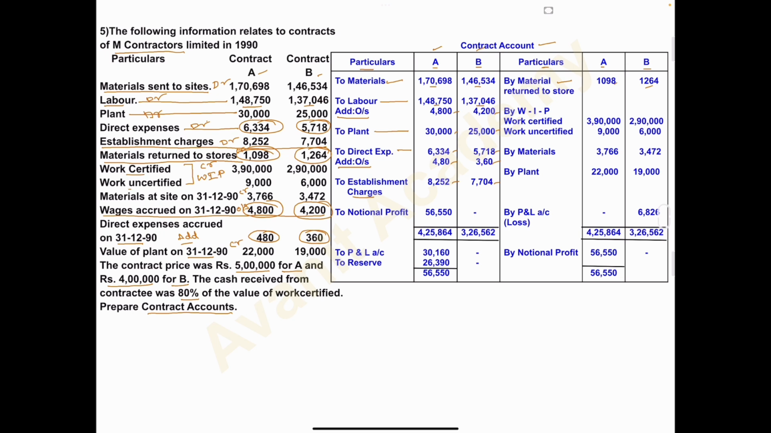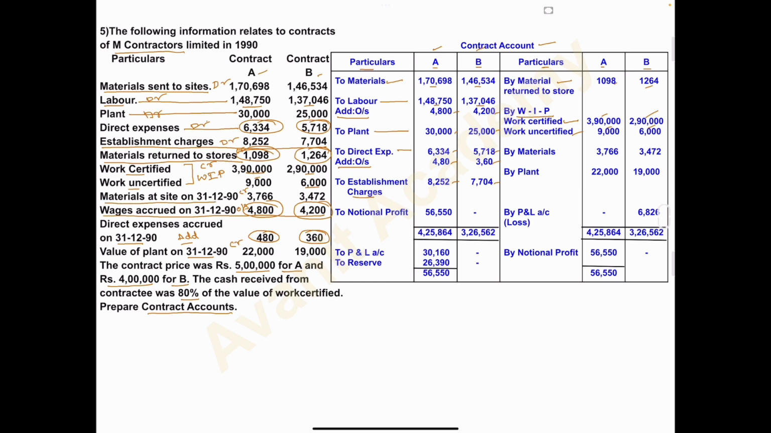Next is work certified and work uncertified. We'll write in credit side by work in progress. In that first write work certified. Contract A work certified amount is 3,90,000 and contract B work certified amount is 2,90,000. Simple problem, just two contracts they have taken. Work uncertified amount in contract A 9,000, contract B 6,000.